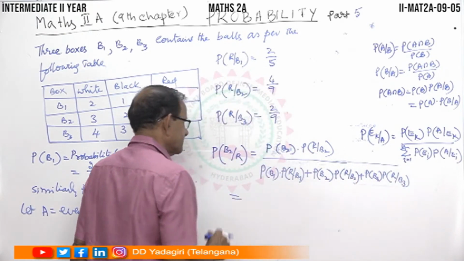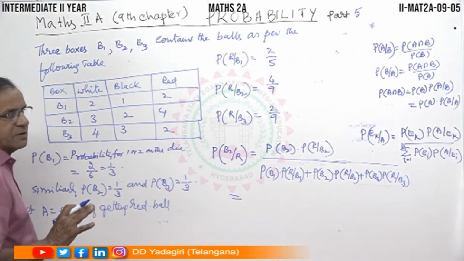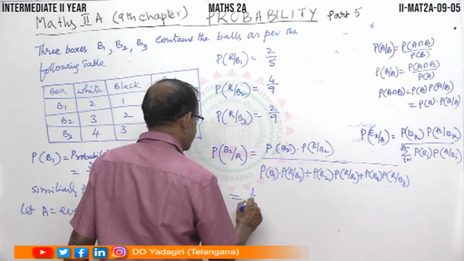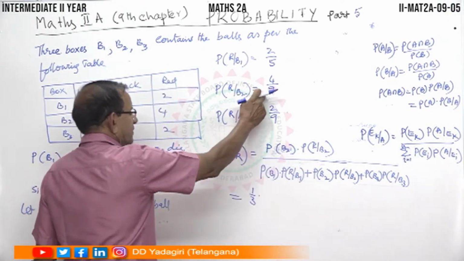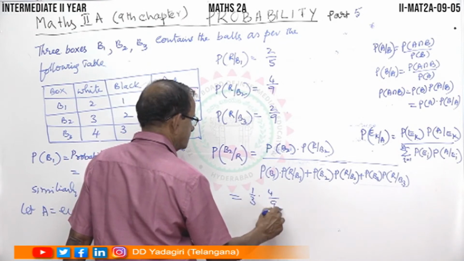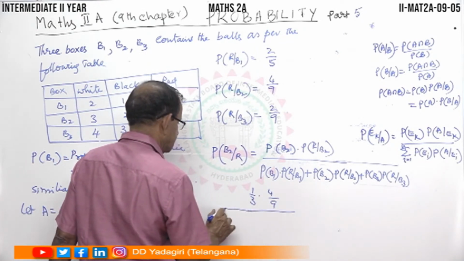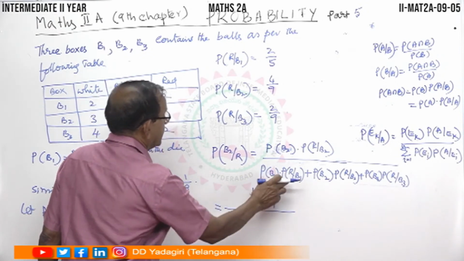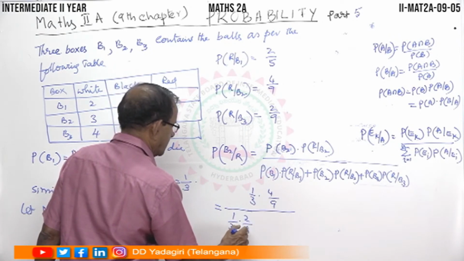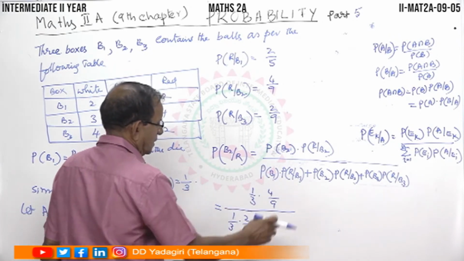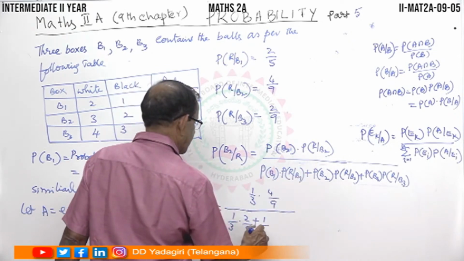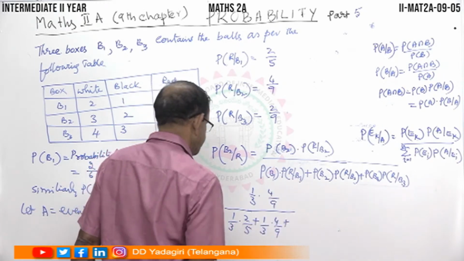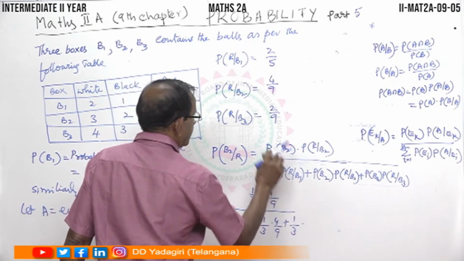Now let us substitute the values. What is P of B2? P of B1, P of B2, P of B3 are all equal to 1 by 3. So it is 1 by 3 into P of R by B2, which is 4 by 9, divided by 1 by 3 into P of R by B1, which is 2 by 5, plus 1 by 3 into P of R by B2, which is 4 by 9, plus again 1 by 3 into 2 by 9.